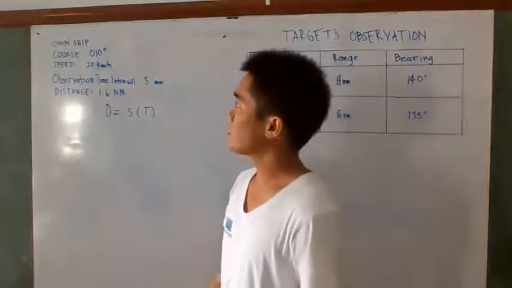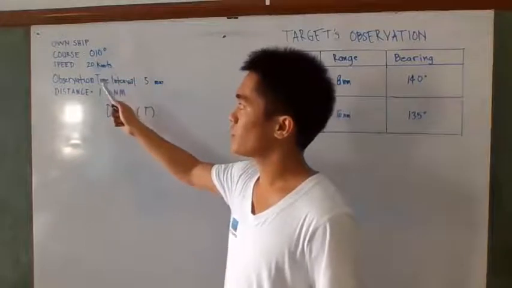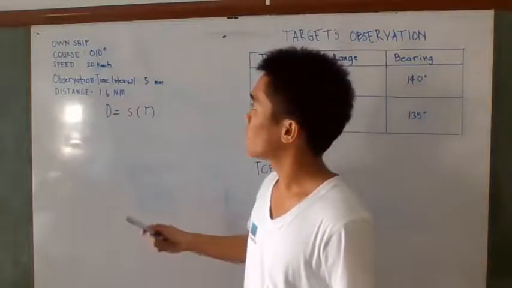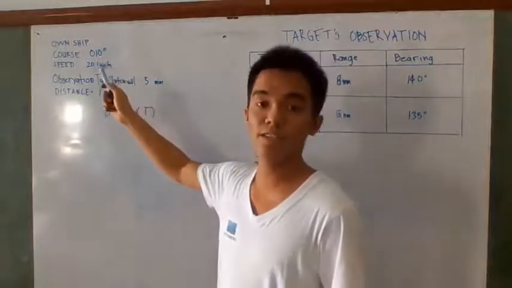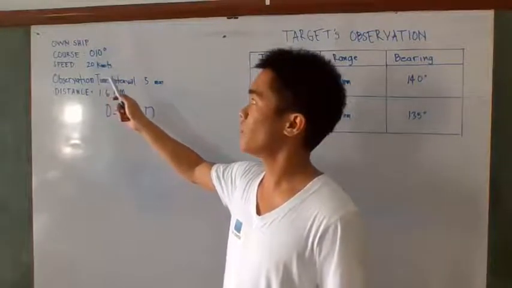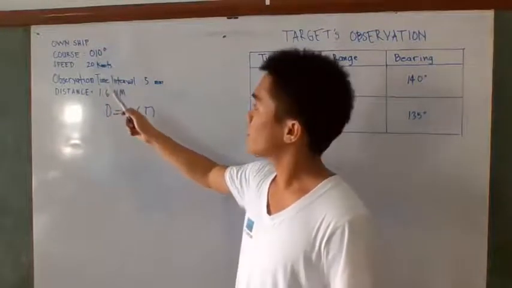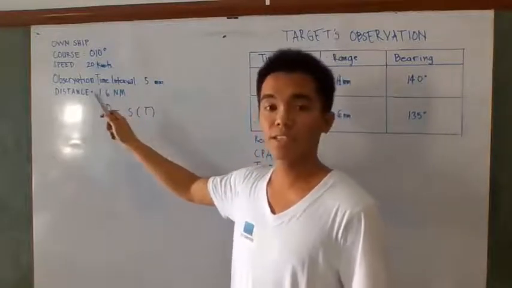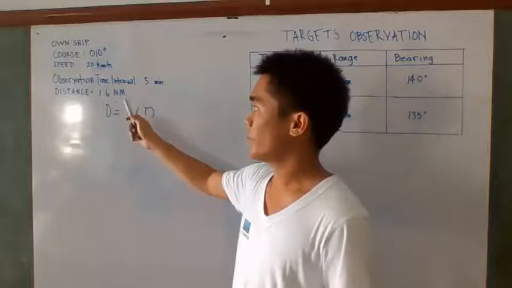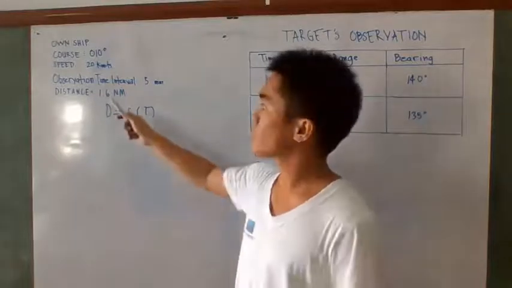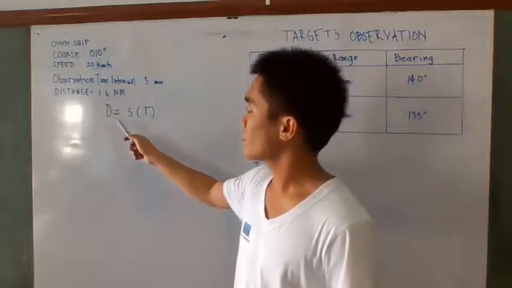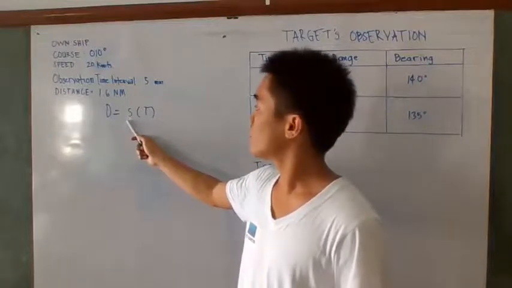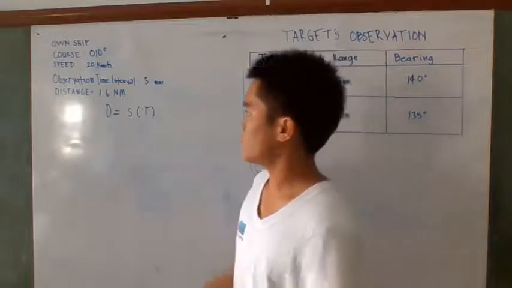First, here is our ship's course, speed, observation time interval, and the distance. Our own ship's course is 10 degrees with a speed of 20 knots, and the observation time interval is 5 minutes. The distance is 1.6 nautical miles. We are able to solve for the distance. The formula is distance equals speed multiplied by time.